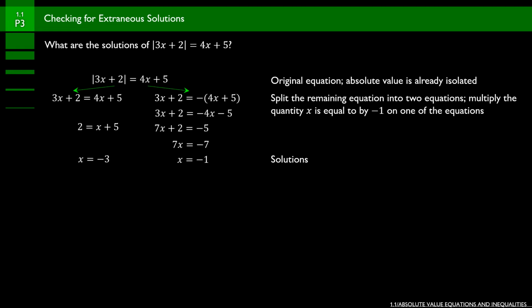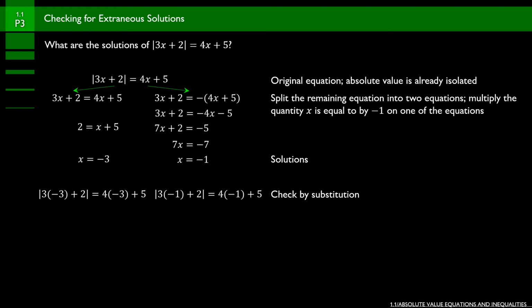At this point, you need to go ahead and substitute both of your solutions into the original equation to check for extraneous solutions. So we're going to get the absolute value of 3 times negative 3 plus 2 is equal to 4 times negative 3 plus 5, and then also the absolute value of 3 times negative 1 plus 2 is equal to 4 times negative 1 plus 5.